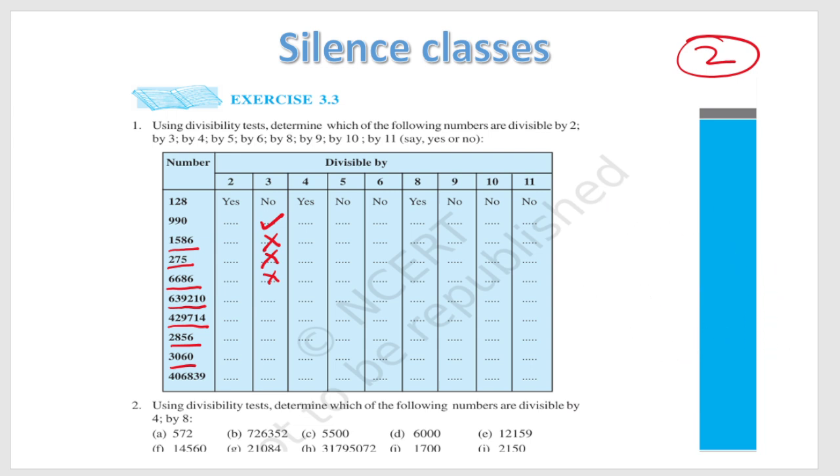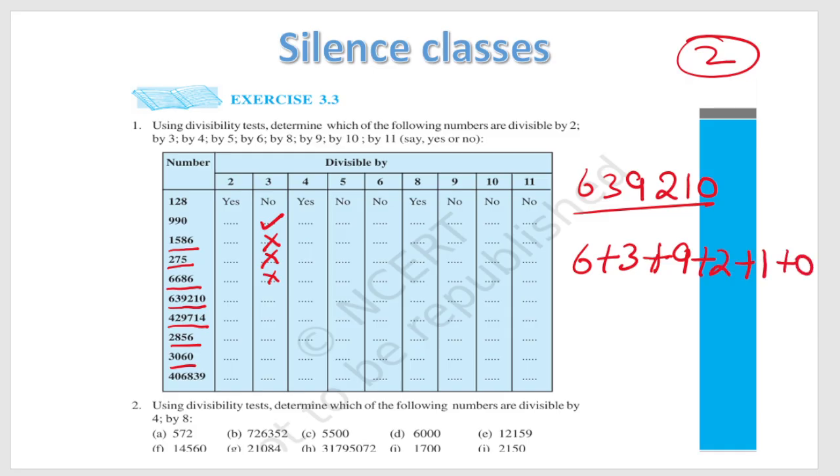Now let's move to the next question. The number given is 6 3 9 2 1 0. Let's add all the numbers: 6 plus 3 plus 9 plus 2 plus 1 plus 0.